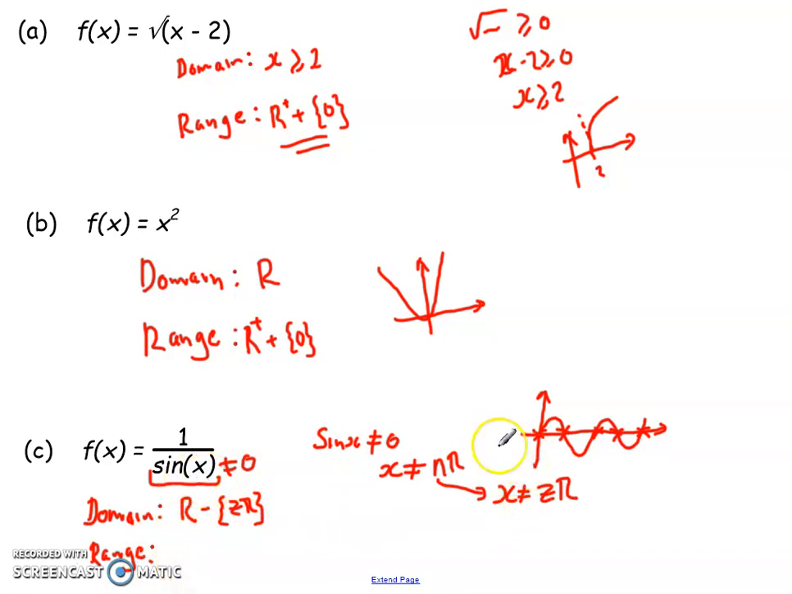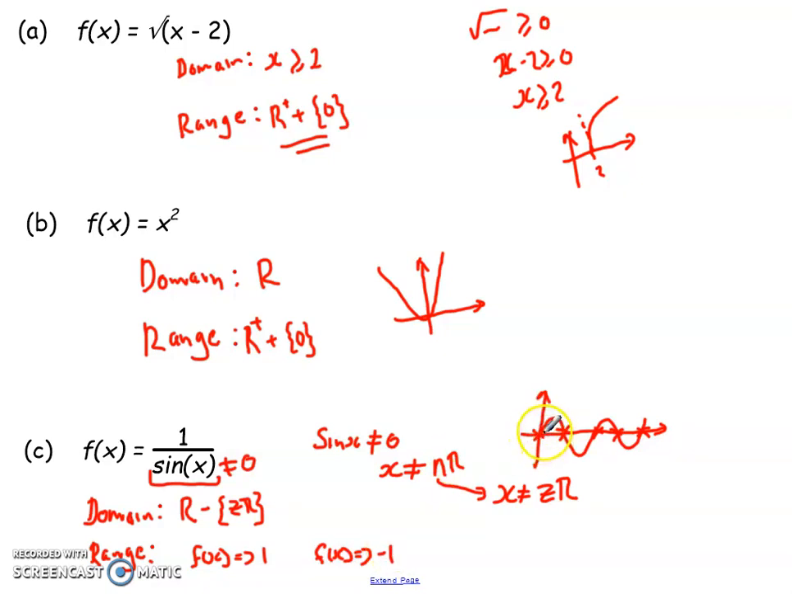Our range is then the values that we can possibly get. Well, think about the sine. Sine's maximum value is 1, its minimum value is -1. So f of x's highest value is 1, because it's 1 over 1. F of x's lowest value is -1.